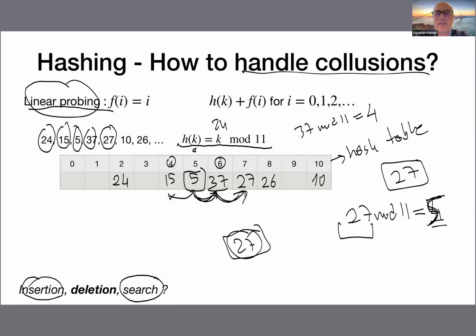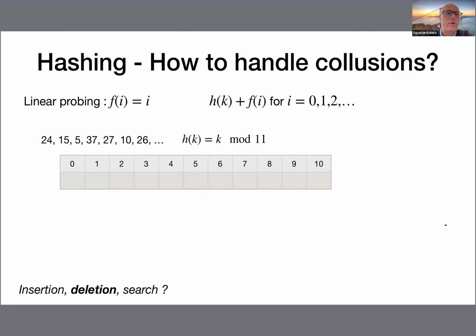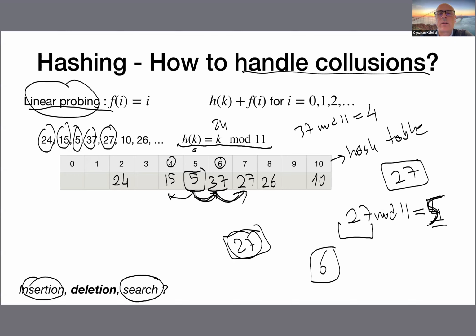So let's make an unsuccessful search now. Let's say I'm looking for 6. 6 mod 11 is equal to 6. So let me clear this first. Okay, so let me go to position 6.